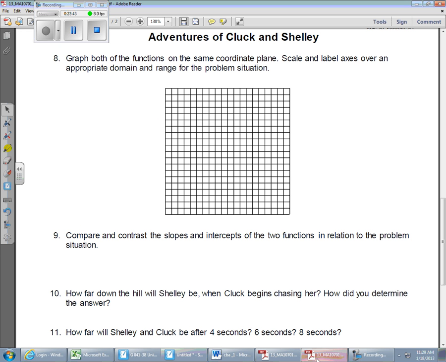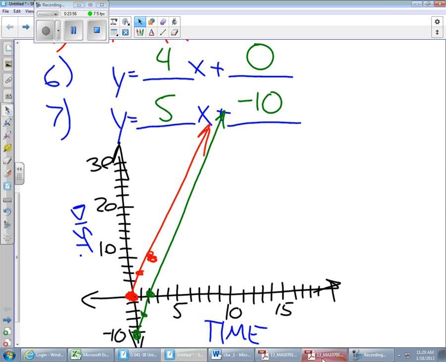Let's see what our next question asks us. 9, compare and contrast the slopes and intercepts of the two functions in relation to the problem situation. What that means, guys, is there is something in plain English that can be said about how these graphs begin and how they move as they go through the graph. The question wants us to come up with a plain English explanation describing what the slopes are doing, and what the y-intercepts are doing.